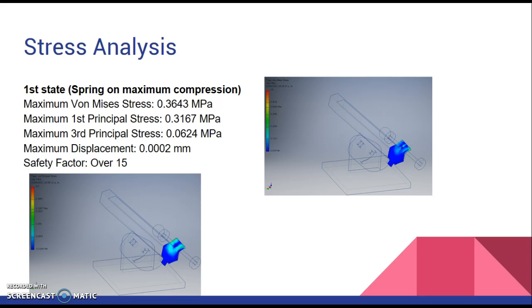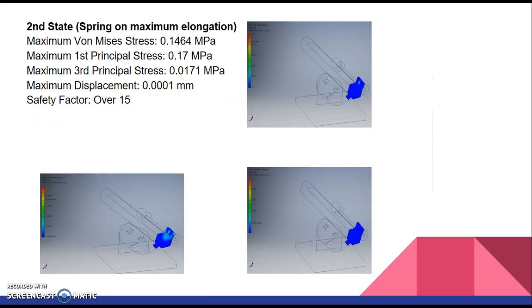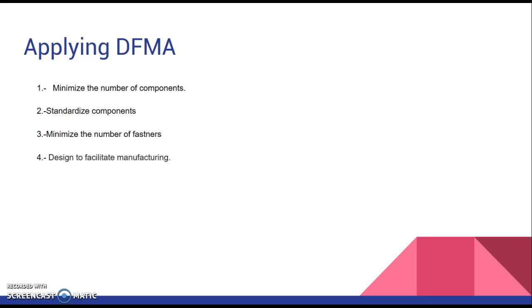We also checked out the stress analysis on the spring at maximum compression and maximum elongation, and we noticed that the tape doesn't have too much stress. It's important to notice that the safety factor is over 15, which is a lot. So in the design, we are looking to decrease that value.